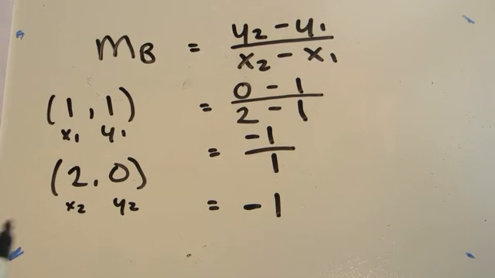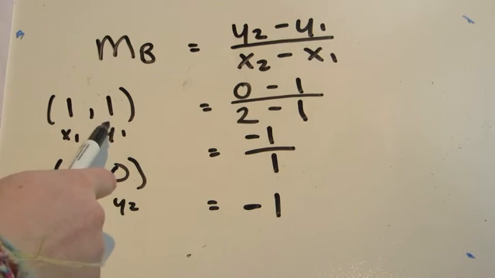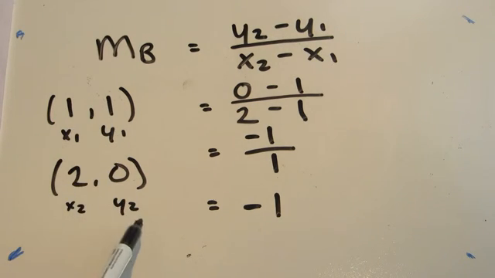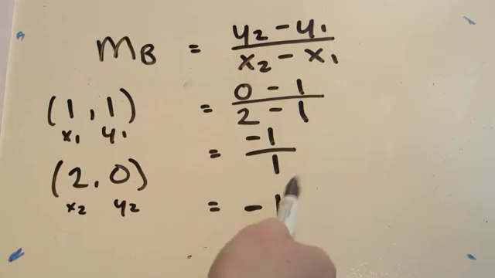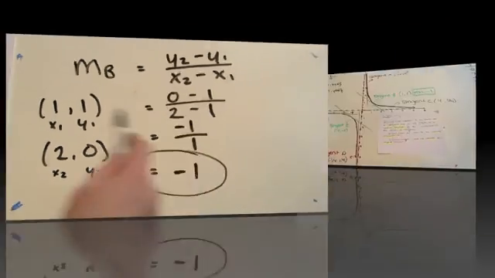To find this slope, I first wrote down my 2 points. x1 and y1 are of the point of tangency, and x2 and y2 are another point that I found on the function. To solve for the slope, I did 0 minus 1 over 2 minus 1. That gave me negative 1 over 1. And finally, my final answer was negative 1.